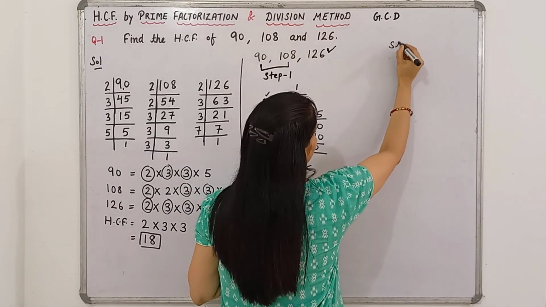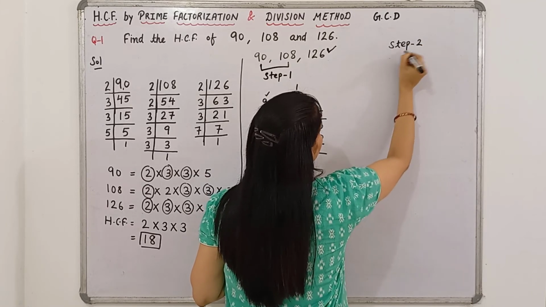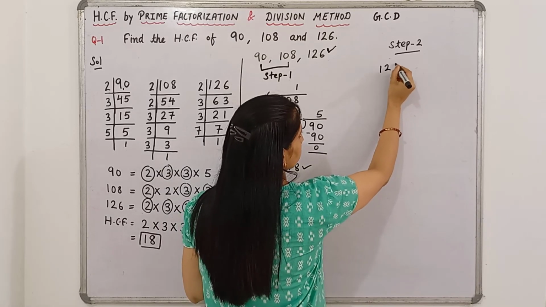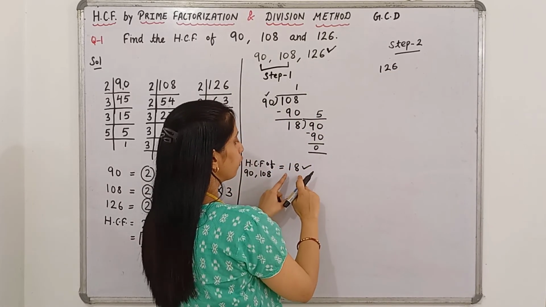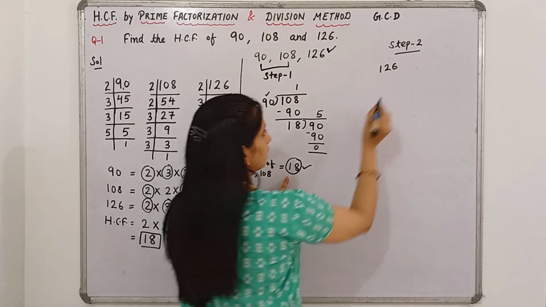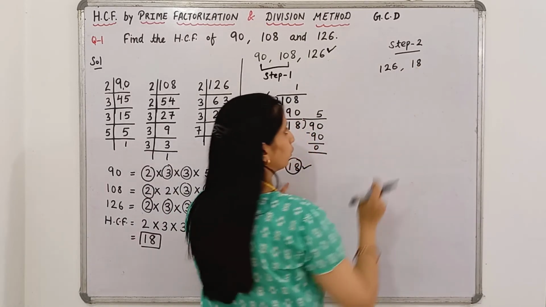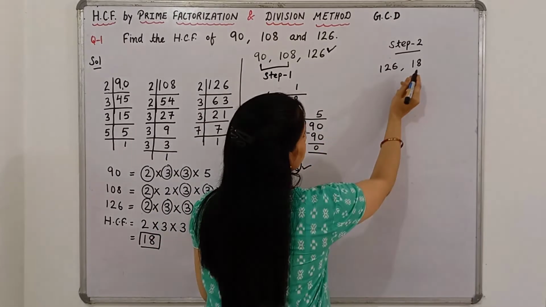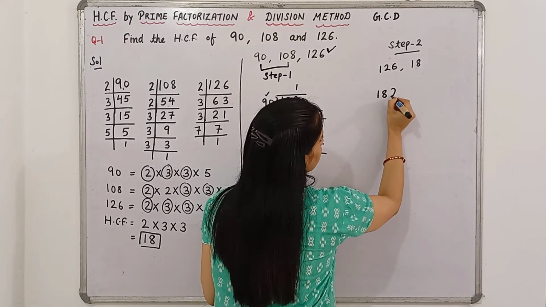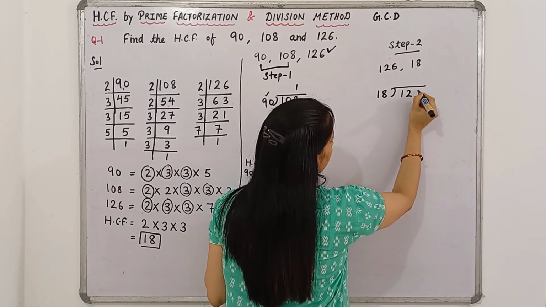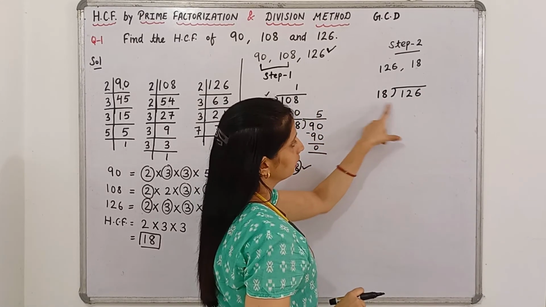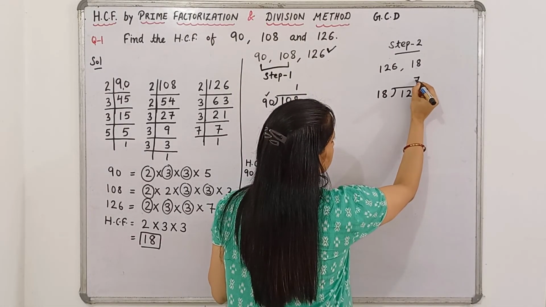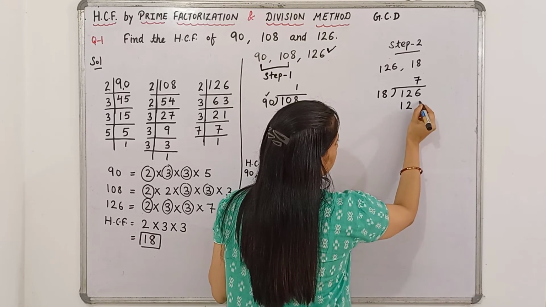Now what will we do in step 2? In step 2 we will find out the GCF of 126, this means the remaining third number, and the GCF obtained in the first step, that is 18. Now we have to find out the GCF of these two numbers again by using the division method. So the smaller number we will write outside, the greater number we will write inside. Okay. Now it's clear that in the table of 18, 126 comes 7 times. 18 7s are 126.